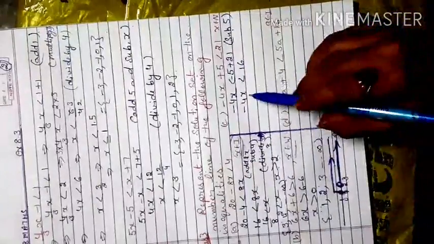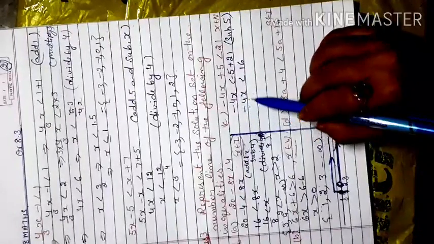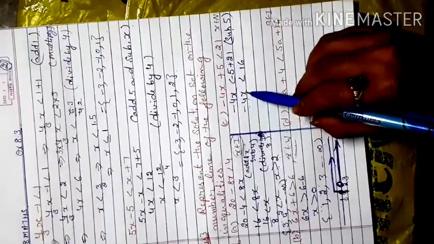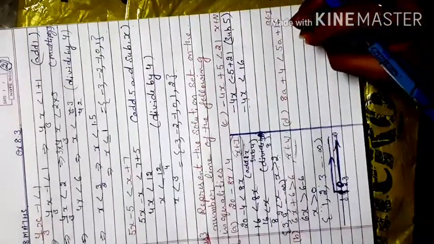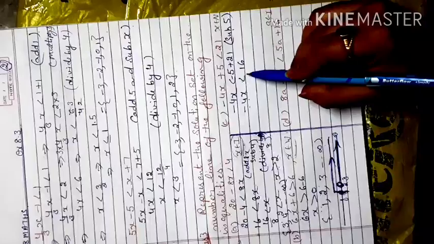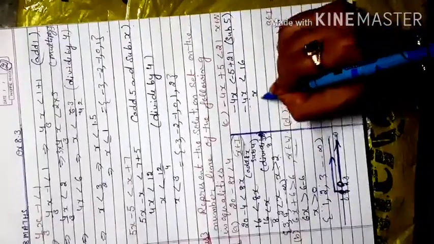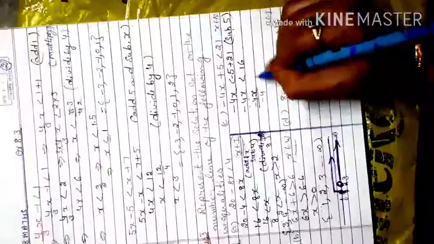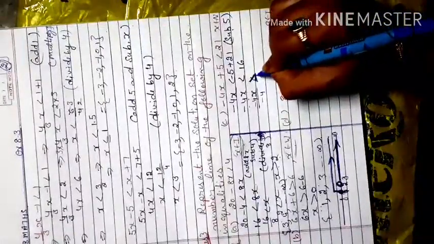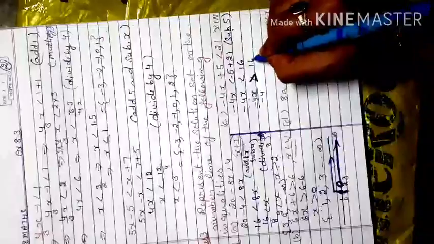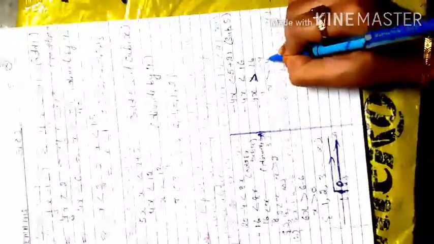Now if you look at this, this is negative 4. That means you want to remove the minus from the variable. When we divide by a negative number, the inequality sign will change. So when we divide both sides by minus 4, this less than sign changes to greater than. The inequality sign will be changed. So that will be x is greater than minus 4.